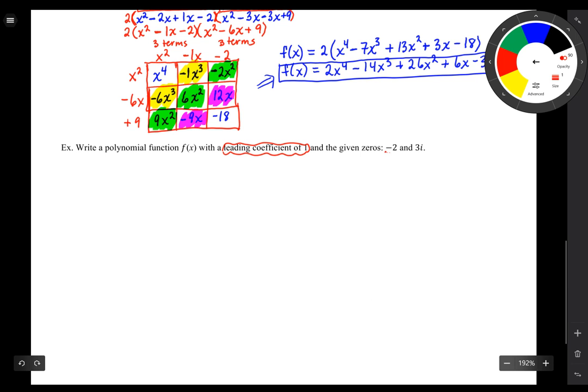And it has these 2 zeros given. But we know when something is imaginary, there's going to be its conjugate zero. So this particular problem will have 3 zeros. And why would we say 3 zeros? Because immediately when you see a positive 3i, negative 3i is also a zero.